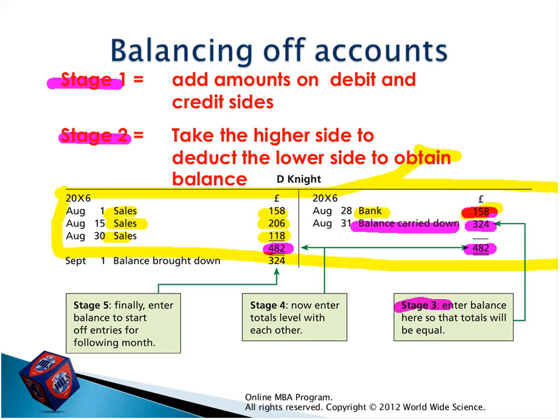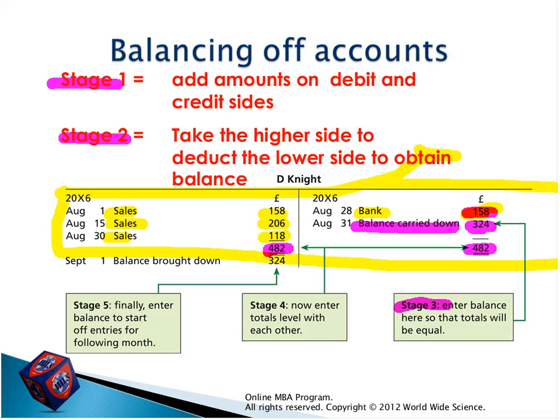So next step, the stage 4. Now enter total levels with each other. So first sales, which we have 482, and now is equal to our assets, which is 482 as well, because we balance carried down, put the amount 324 under bank. We put it under assets. So next one, stage 5. Finally, now you have a balance. No, but the balance is we have with the help of balance carried down, right?